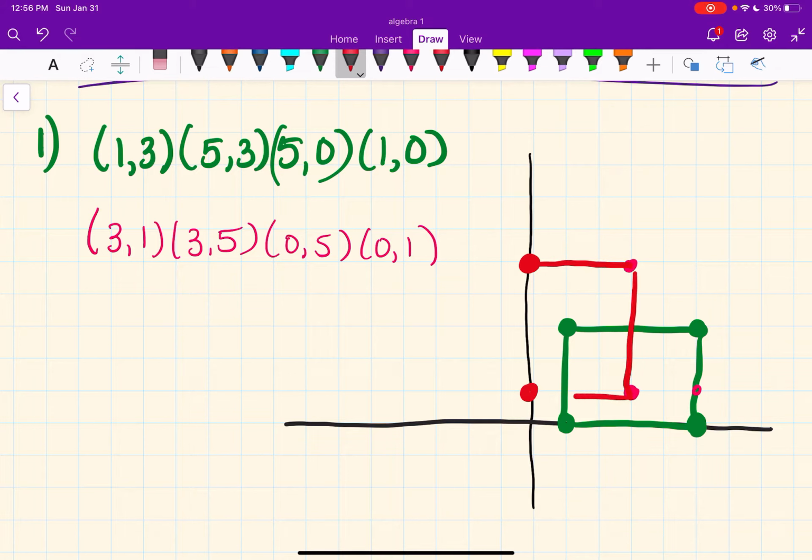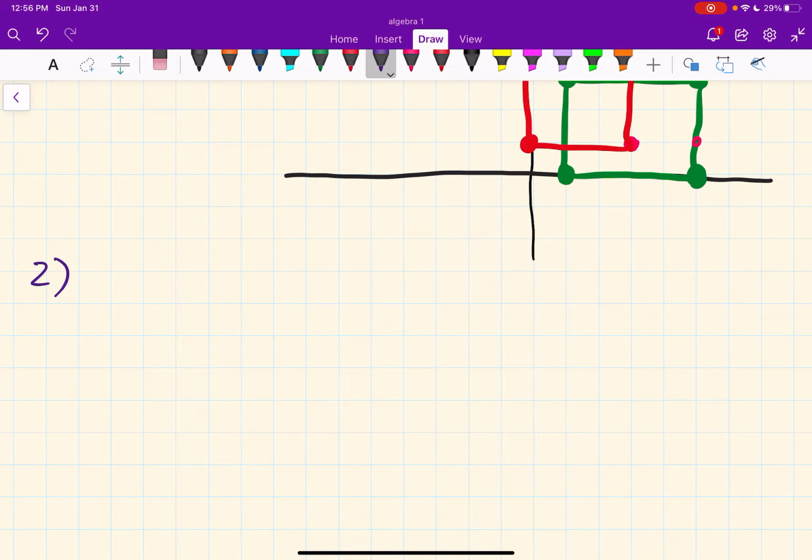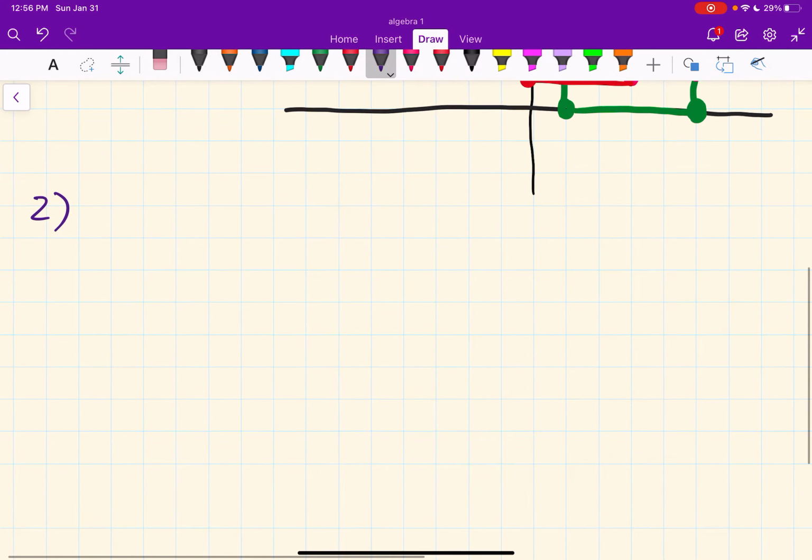And then if we connect that, they're inverse images. We have one image and then the inverse. Okay? So that's how you do the inverse of ordered pairs. So that's number 1. Number 2. Oh, don't tell me I'm out of space here. Oh, no, I'm not. Okay, just adding.